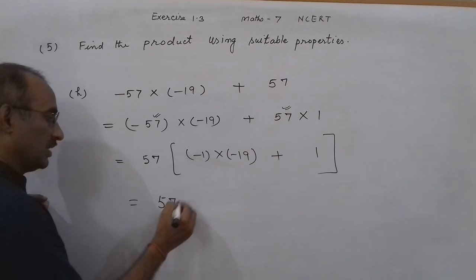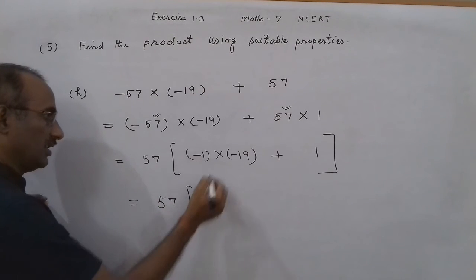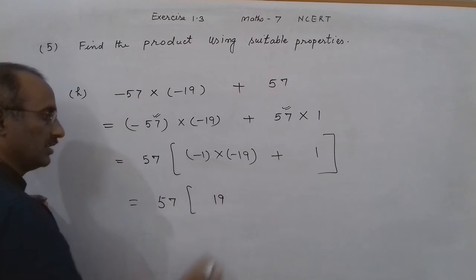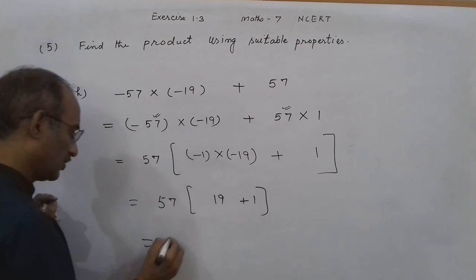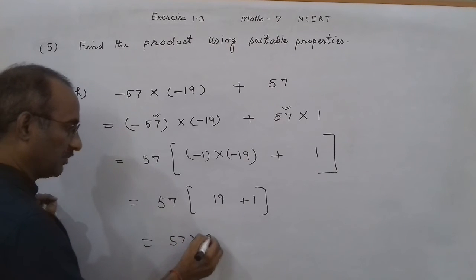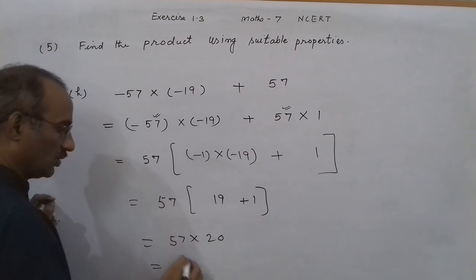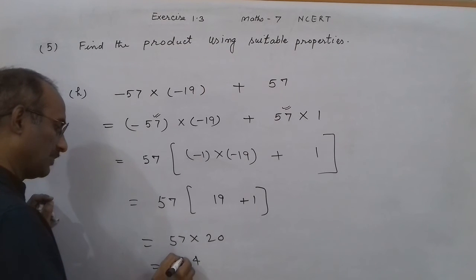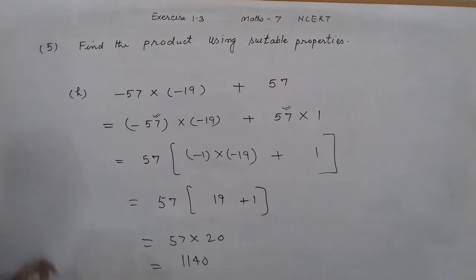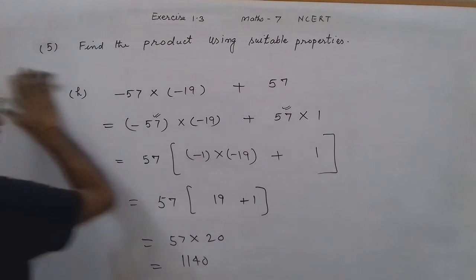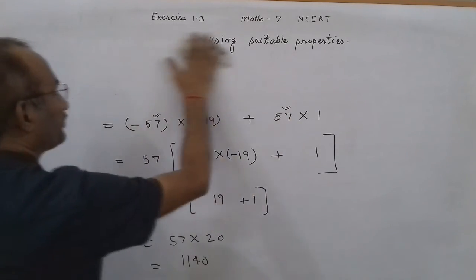So when minus 1 is multiplied with minus 19, then we get 19, and adding 1 gives 20. So 57 multiplied with 20: 2 sevens are 14, 2 fives are 10 and 1 makes 11, and put a 0 here. So our answer is 1140. So this is question number 5. Now come to the next question 6.